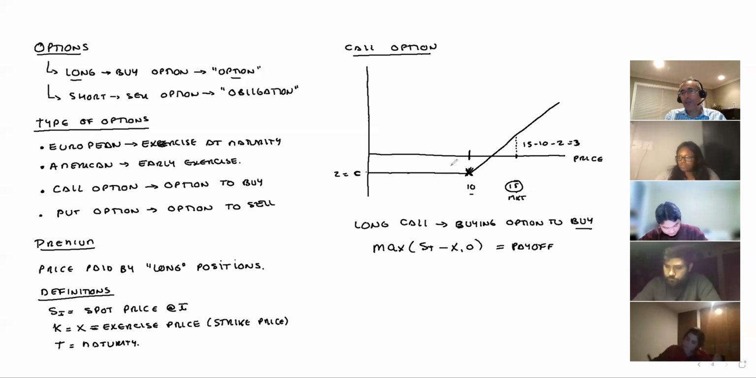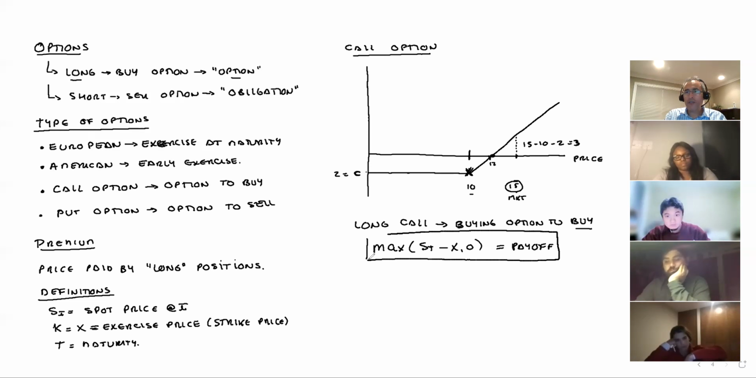Agree? So if the price of the stock ST equals 10, you lose 2. If the price is between 10 and 12, you're going to be losing money. You agree? If the price is 12, you're net 0. You exercise your option, you're net 0. But if the price goes beyond 12, you're going to be making money. Make sense to you? So this is the way you read this part here. Do you understand?